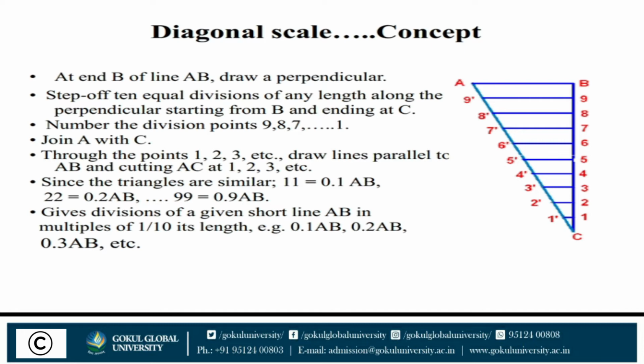Since the triangles are similar, 11 is equal to 0.1 AB, 22 is equal to 0.2 AB, 99 is equal to 0.9 AB. This gives division of a given short line AB in multiples of 1 upon 100 of its length, meaning 0.1 AB, 0.2 AB, 0.3 AB, etc.